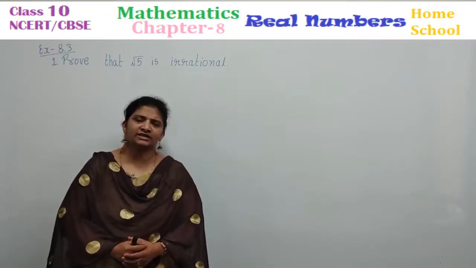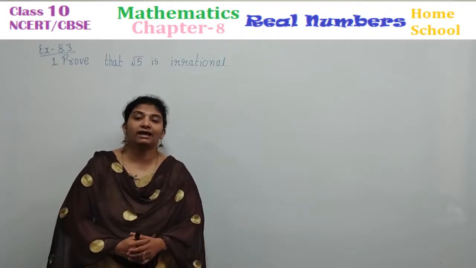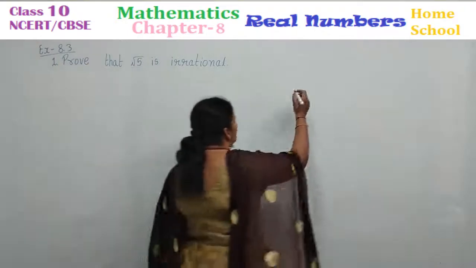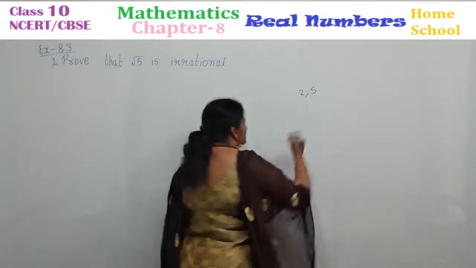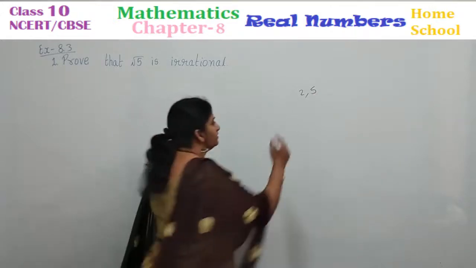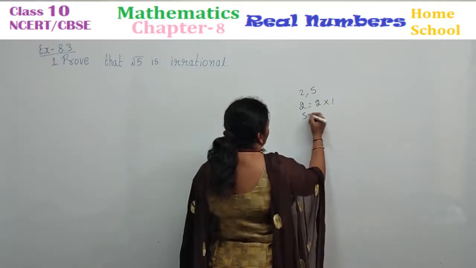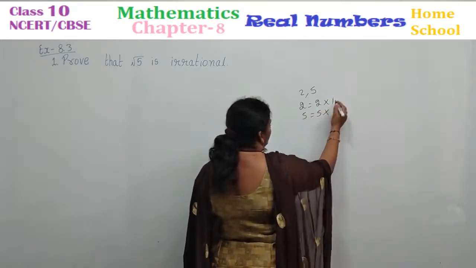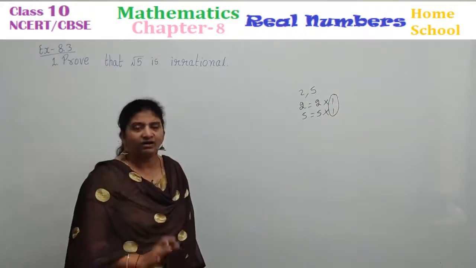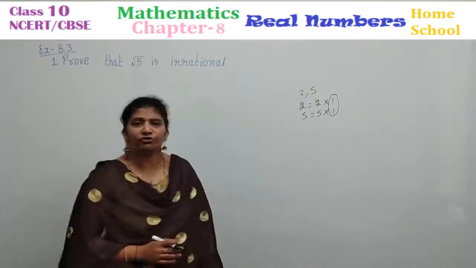If it is rational, what can we say? It can be expressed in the form of P by Q, and they are co-primes. Co-primes means what, children? Suppose let me take here 2 and 5. I say that those two are co-primes. Why am I saying co-primes? See here, what are the factors of 2? 2 into 1. And what are the factors of 5? 5 into 1. Means they don't have any common factor other than 1. Or you can say there is no common factor for the two numbers.